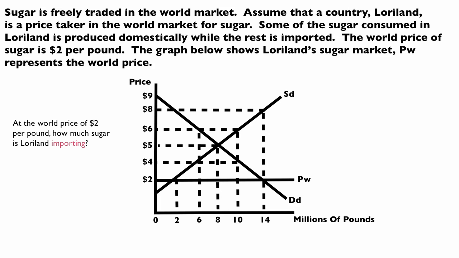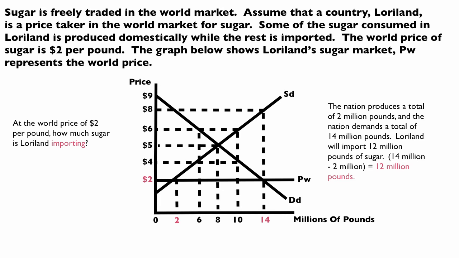At the world price of $2 per pound, how much sugar is Lauraland importing? The nation produces a total of 2 million pounds and the nation demands a total of 14 million pounds. Lauraland will import 12 million pounds of sugar. 14 million minus 2 million equals 12 million pounds.